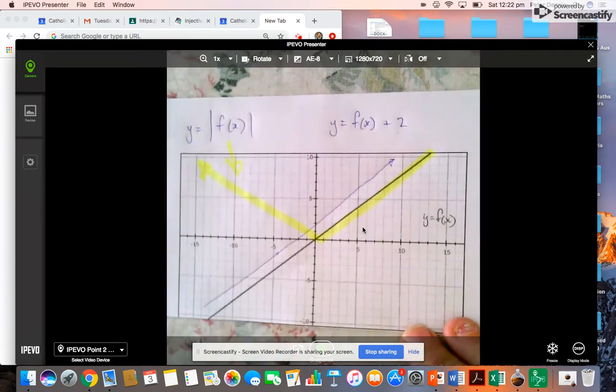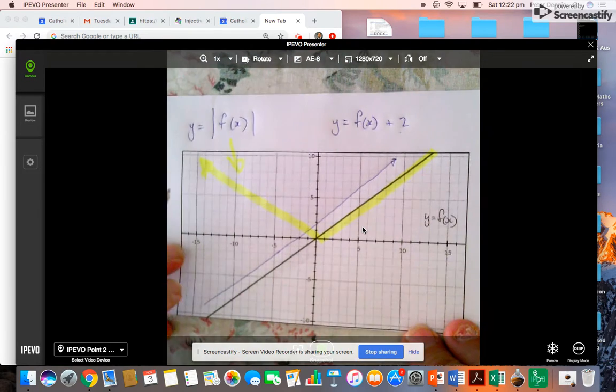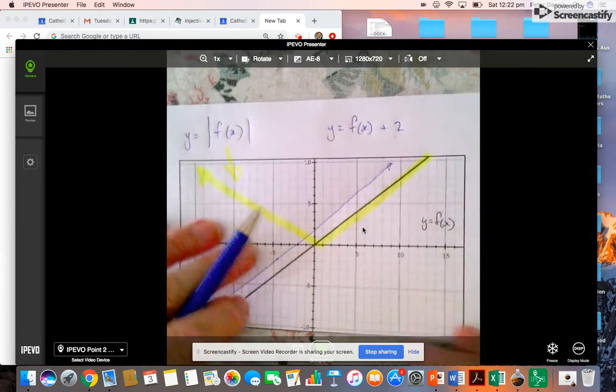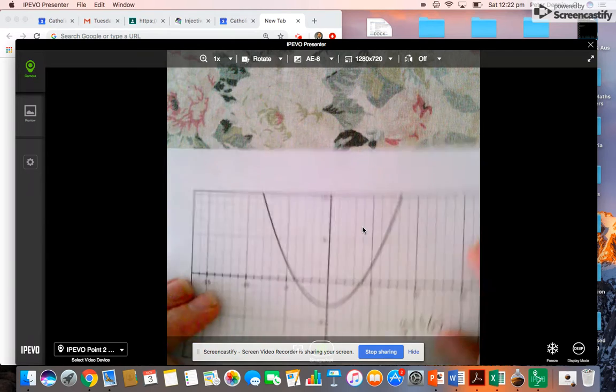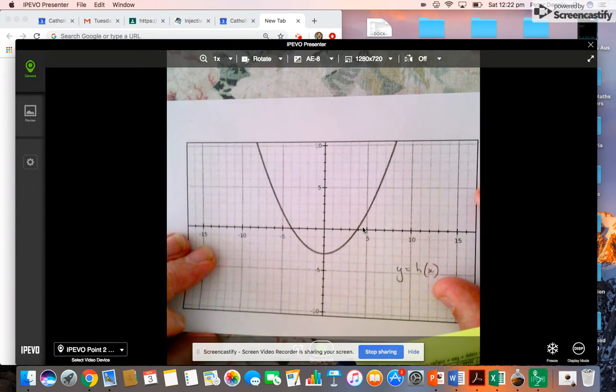So this blue line is y equals f of x plus 2. We're just adding 2 to every value. And the yellow line is y equals the absolute value of f of x. Let's have a look at this, and we'll muck around with this a bit.